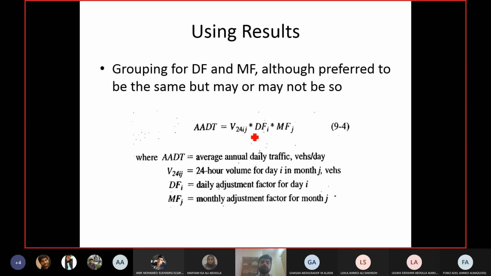Whatever is the closest control count location to that coverage point, you will multiply the daily adjustment factor and the monthly adjustment factor with the volume of the coverage count location, and you will get AADT. This is the same principle which we used for the limited network study as well. Remember, we had data for one day and we multiplied with the adjustment factor, and we got the data as an average for the whole week, or the average for the whole study period. So this is the same thing.